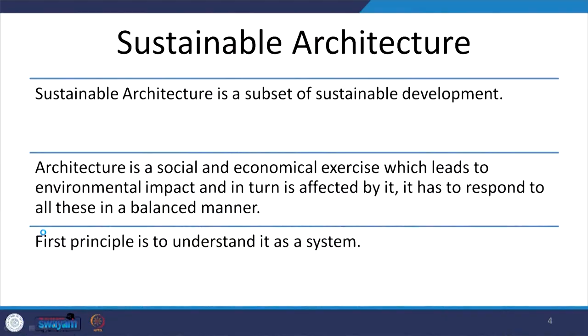Now, we come to defining what sustainable architecture is. Sustainable architecture is a subset of sustainable development. So, the triple bottom line which is used to evaluate sustainable development holds good for sustainable architecture as well. The basic fundamentals remain the same. It is only how the manifestation takes place. When we are talking about sustainable development at a very large scale, we are talking about people, their economic resources, and the employment opportunities that they have.